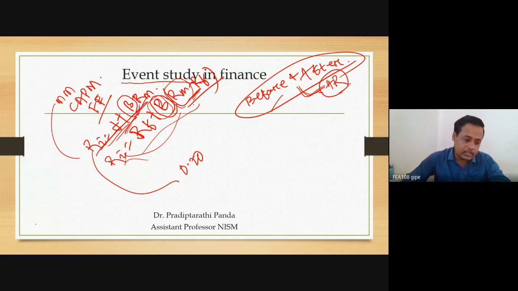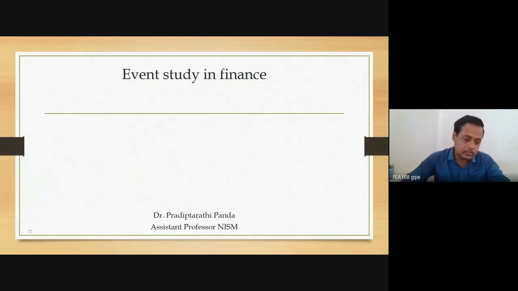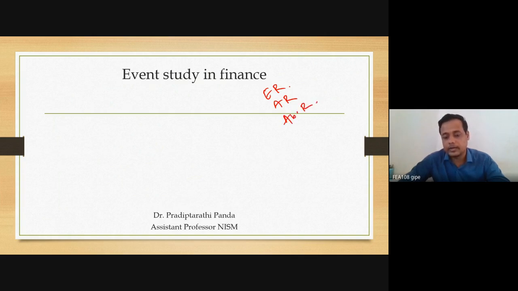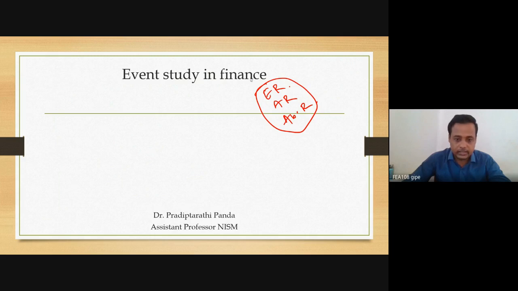Now, applying these models, we will come out with something called expected return, then actual return, then we come out with the abnormal return. Okay. So we'll see how it arises, or how we can compute all these types of returns. We can do it through Excel, we can do it through R or Python. So event study in Excel is very comfortable, or very friendly.